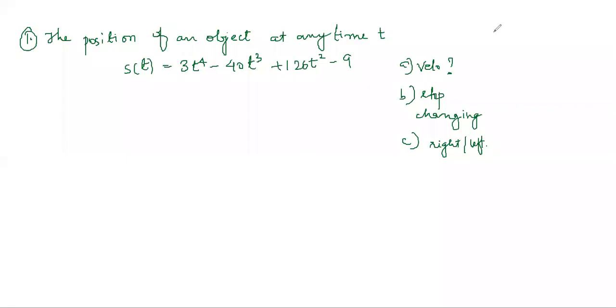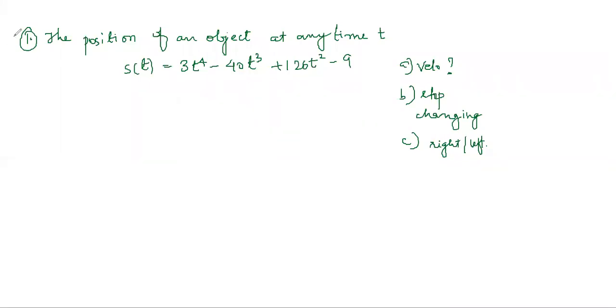So welcome back. Now we are going to do the third part of differentiation. The question given was: the position of an object at any time t is given by s as a function of t, 3t^4 minus 40t^3 plus 126t^2 minus 9. What was the first question? To determine the velocity of the object at any time t.